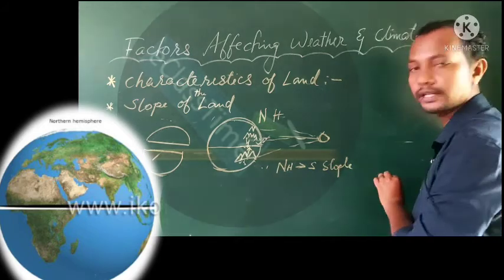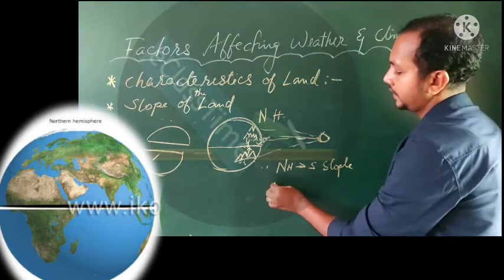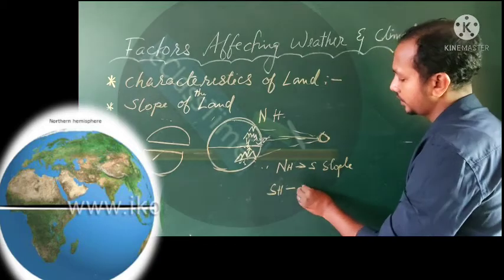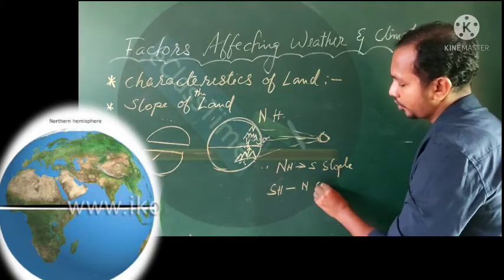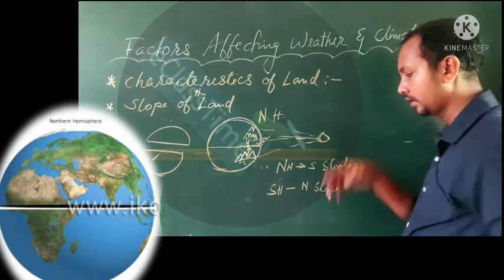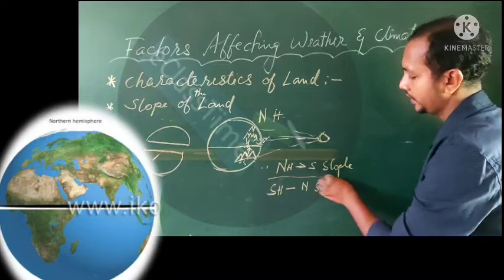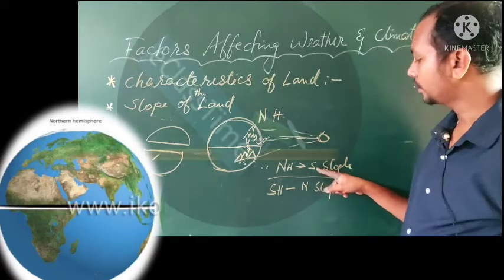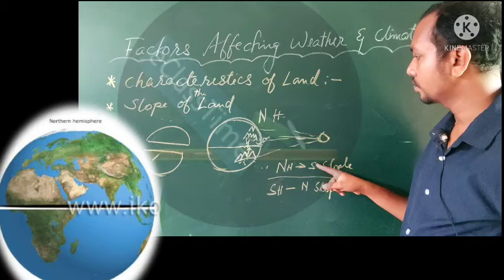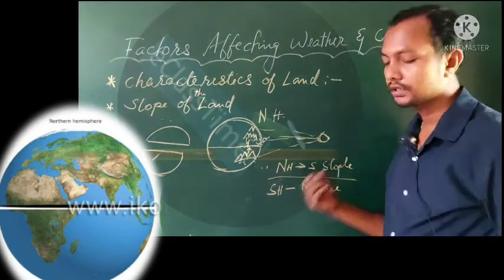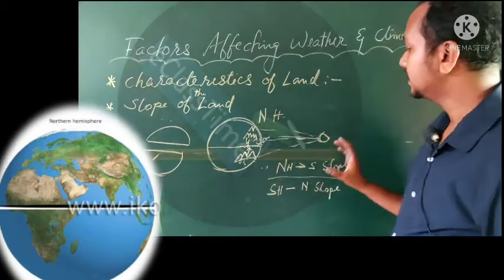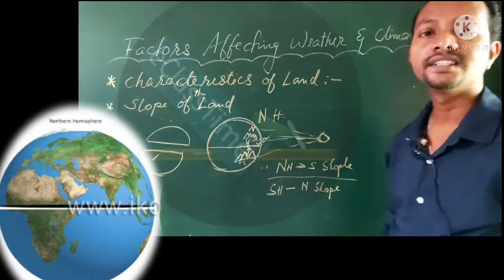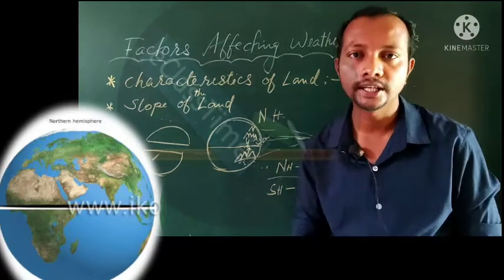In the northern hemisphere, it is the south slope, and in the southern hemisphere, it is the north slope, because in between only the equatorial line comes. So here the south slope is getting more sunshine. This north slope is getting more sunshine, and this is how the slope of a land affects, whereas the other side is getting either less sunshine or no sunshine at all.